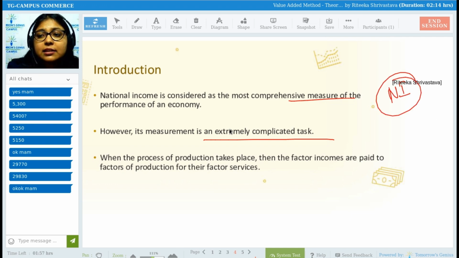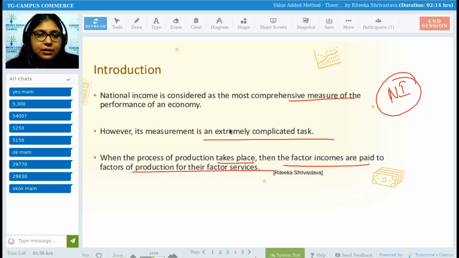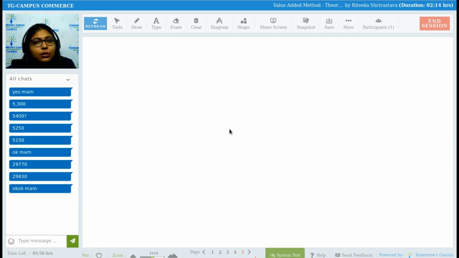Measurement of national income is considered extremely important for the economy, and calculating national income is a great task. We know that when factors of production take part, factor incomes are paid to the factors of production for their factor services. We have seen during the circular flow of national income how factor services are provided, and in return we give them factor incomes.